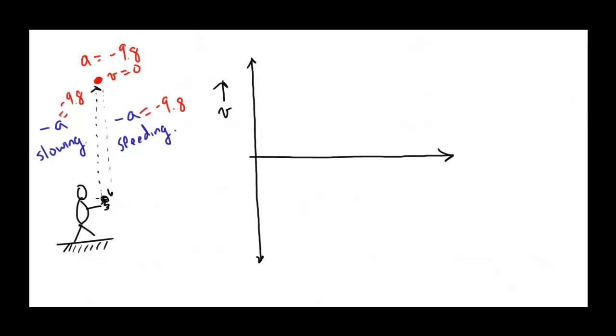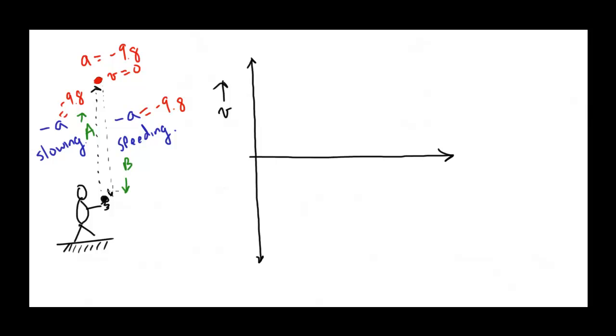To make things easier, I'm going to think of the trip up as segment A. A is the way up, and I'm going to think of the trip down as segment B. B is the way down. So let's see. The ball leaves my hand. What velocity does it have when it leaves my hand? Well, it's got a positive velocity.